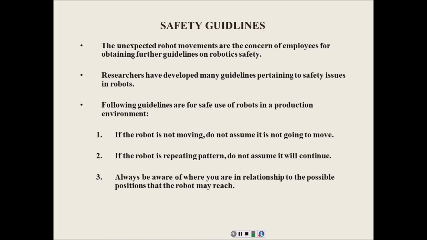Unexpected robot movements are a concern of employers, so there are other guidelines. Researchers have developed many guidelines. If a robot is not moving, do not assume it is not going to move. And we demonstrate this over on the manufacturing line. If the robot is repeating a pattern, do not assume that's the pattern it's going to do all the time. Always be aware of where you are in relationship to the possible positions the robot may reach. And this is true no matter where you work. Be aware of your surroundings.